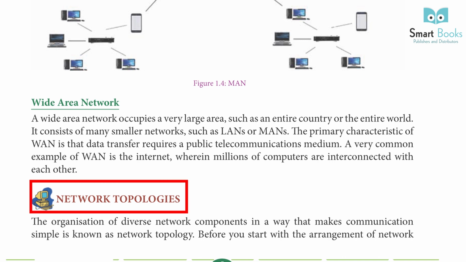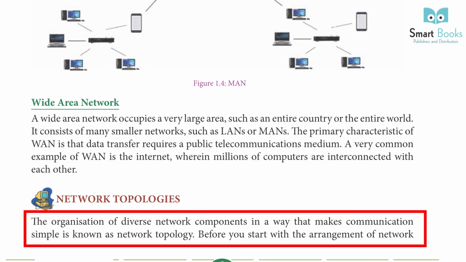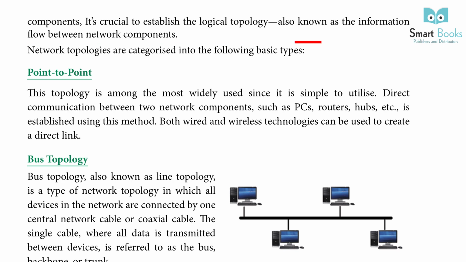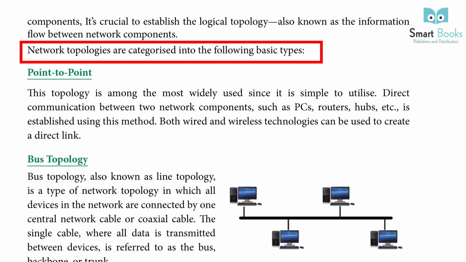Network topologies. The organization of diverse network components in a way that makes communication simple is known as network topology. Before you start with the arrangement of network components, it's crucial to establish the logical topology, also known as the information flow between network components. Network topologies are categorized into the following basic types.